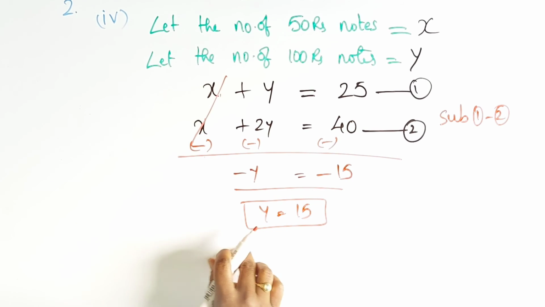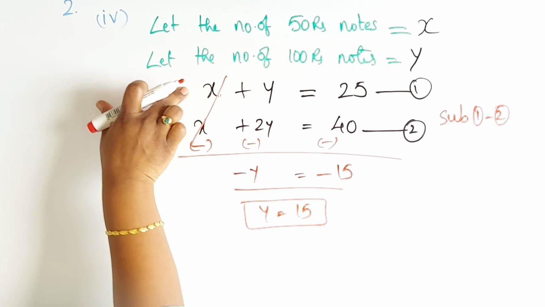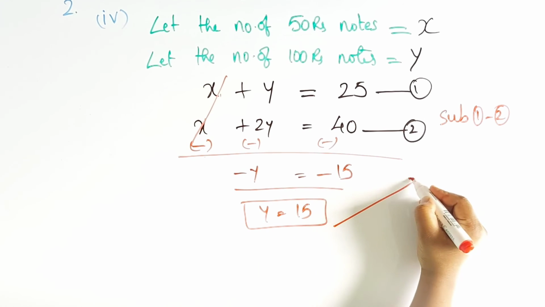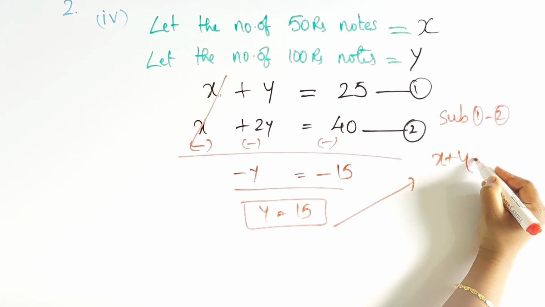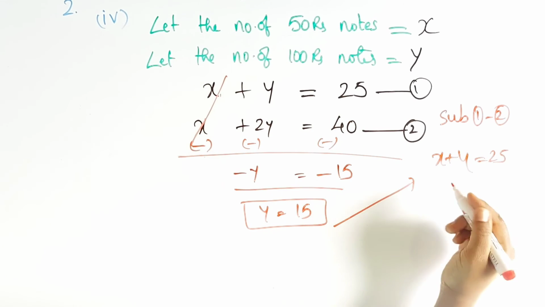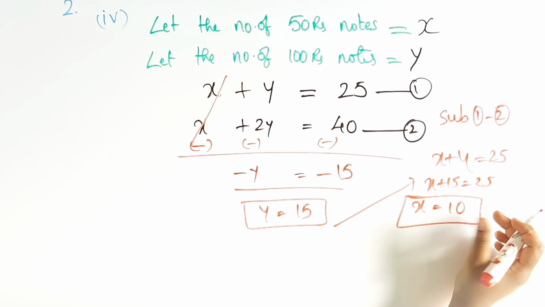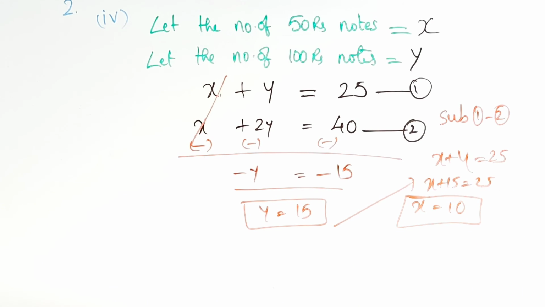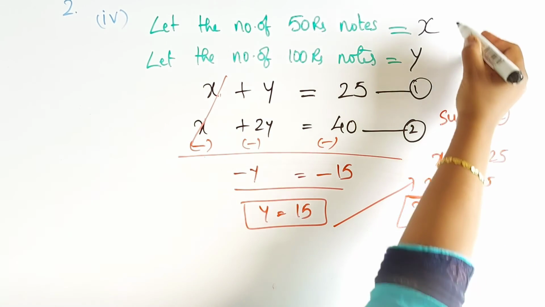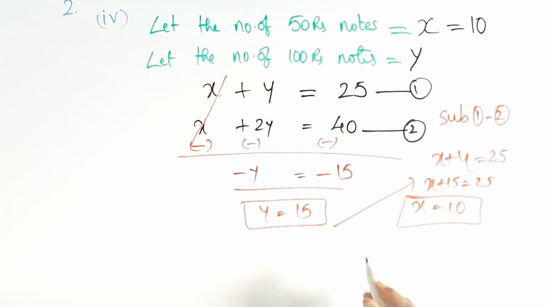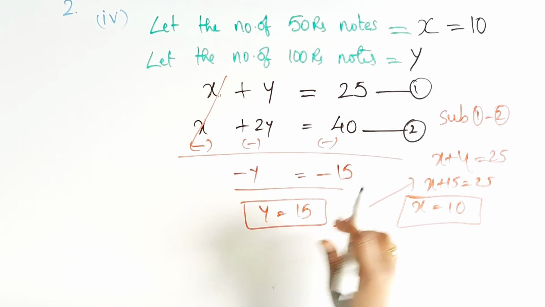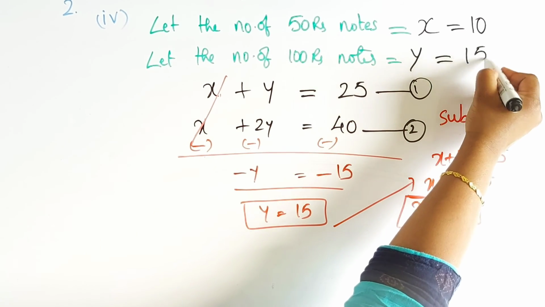We have to substitute y value in any equation. So I am substituting in first equation, children. Therefore, x plus y equal to 25. This is the first equation. From here, x plus 15 equal to 25. Now, x equal to 25 minus 15, children, 10. So, x means 50 rupees notes, that equal to 10 notes. y means 100 rupees notes, that equal to 15 notes.